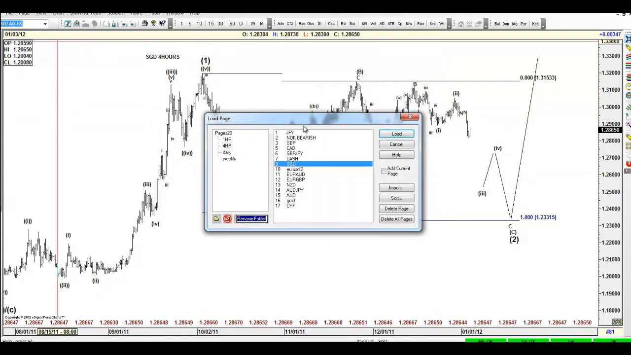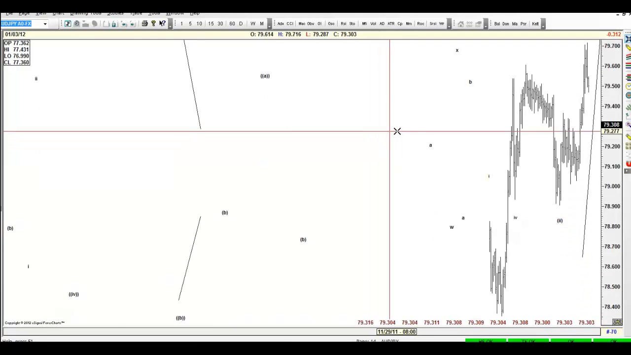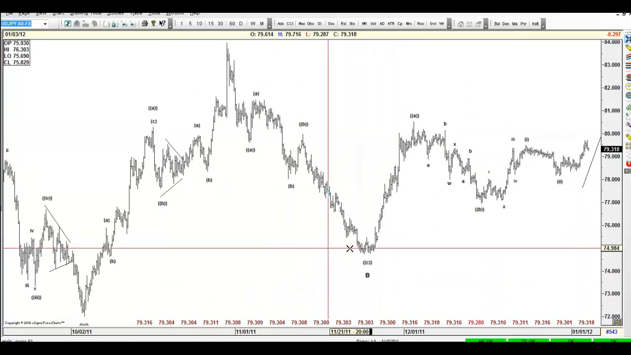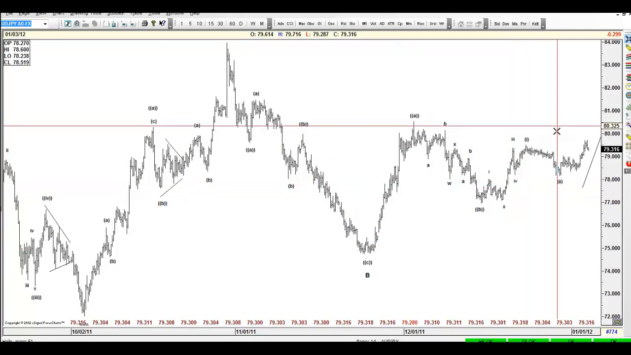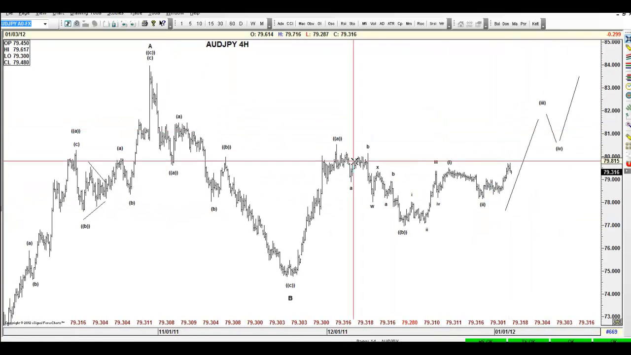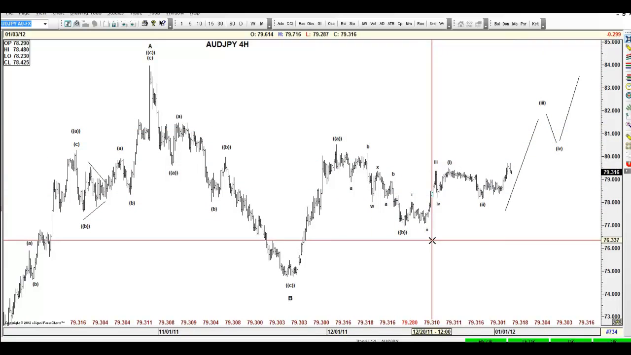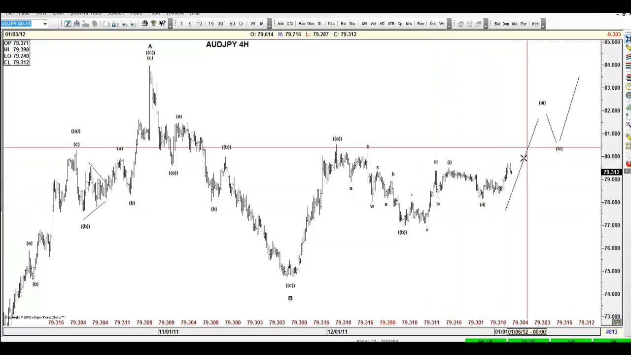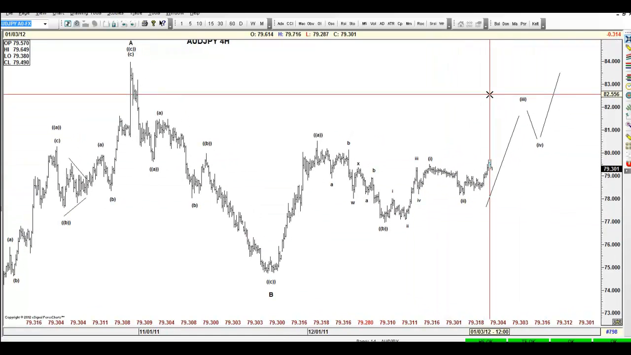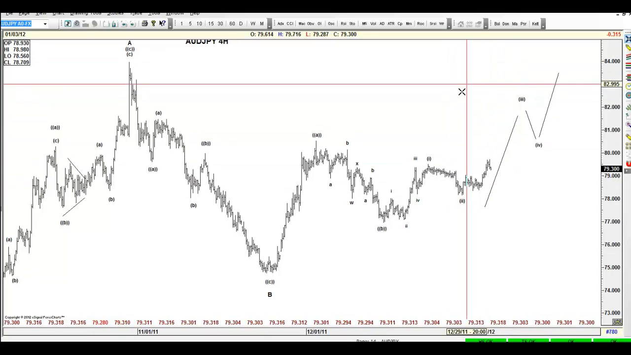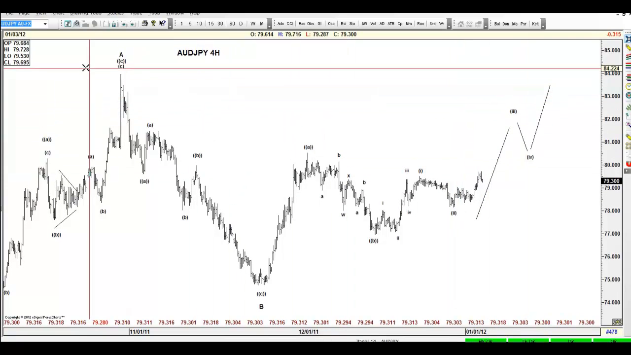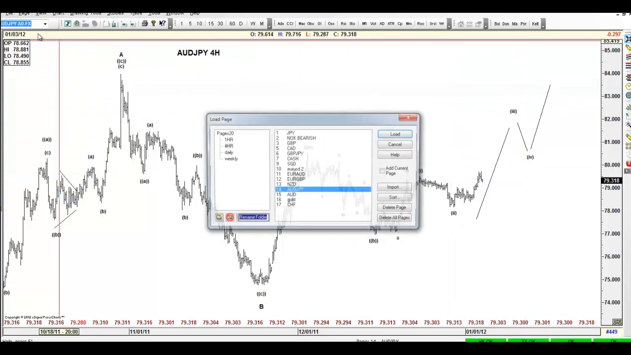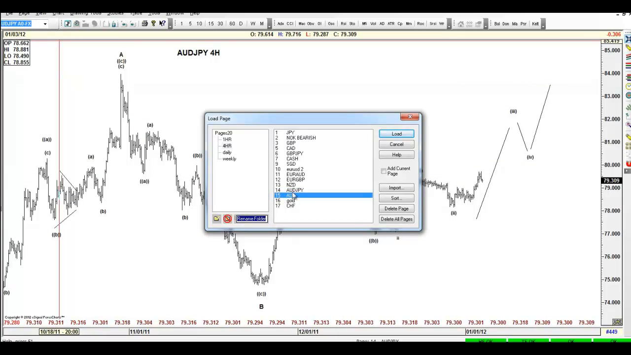And then, I mean, what else? Gold, we covered gold today. Aussie yen looks like it should start trading higher. We got the top of A, and then we got 1, 2, 3, 4, 5, 1, 2, and it looks like it should start trading higher very soon right there. Also like the S&P, but it can turn lower at any moment.